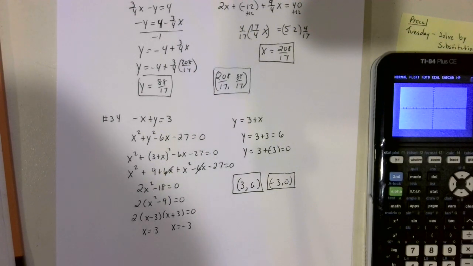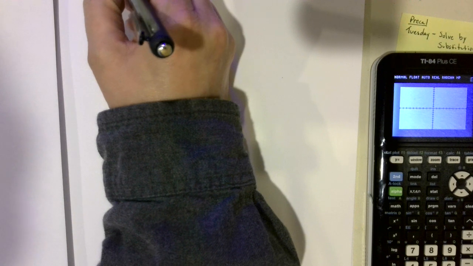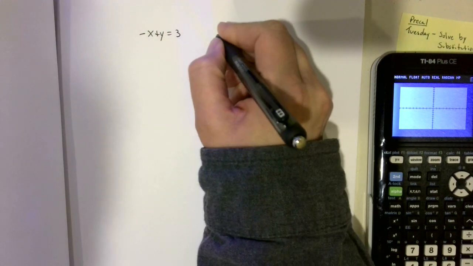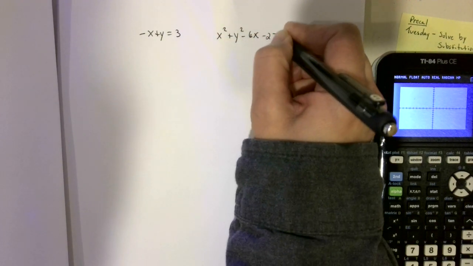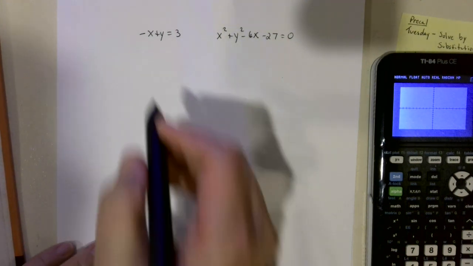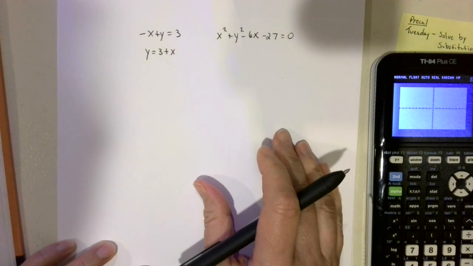Now, if you were looking at the directions for this problem, it actually said to solve the system graphically and verify algebraically. So we did the algebraic method first. So I want us to talk about graphically. So if we have negative x plus y equals 3, and x squared plus y squared minus 6x minus 27 equals 0, and we want to solve graphically using our calculator, we would need to first of all solve for y, which we already had. This one was y equals 3 plus x.